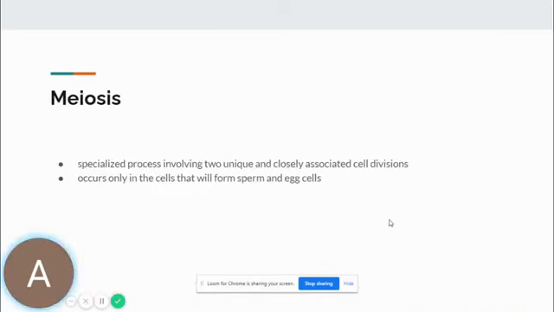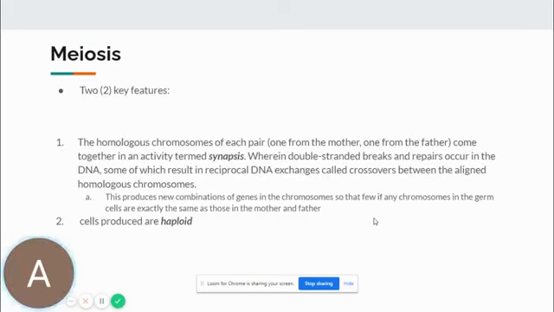So what about meiosis? So this is a specialized process involving two unique and closely associated cell divisions. This occurs only in cells that will form sperm and egg. So it only happens in cells which produce gametes or reproductive cells, no? So it has two key features.